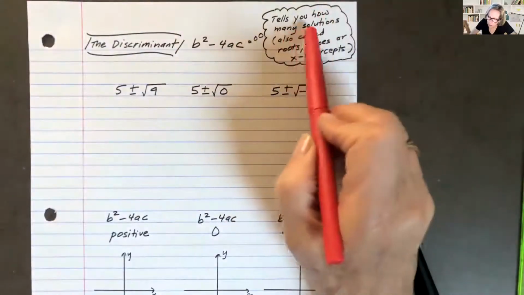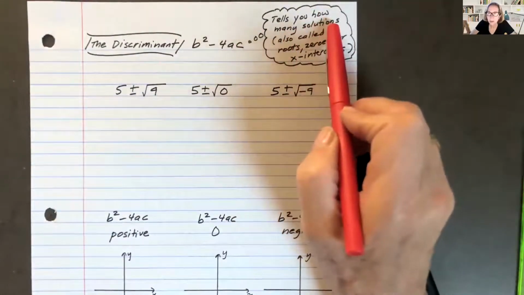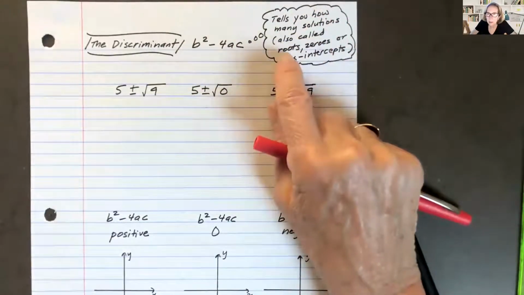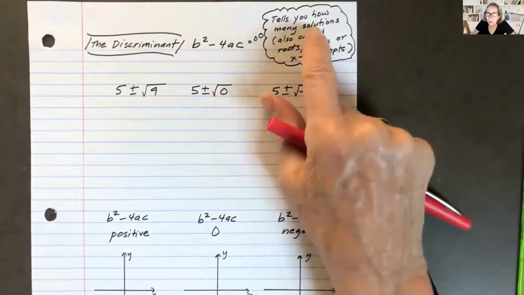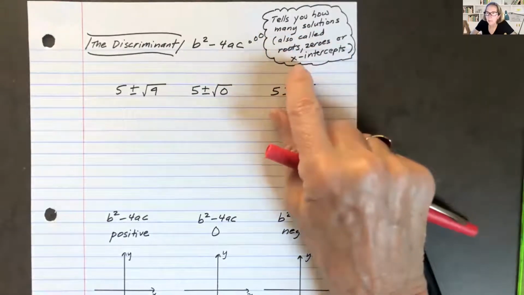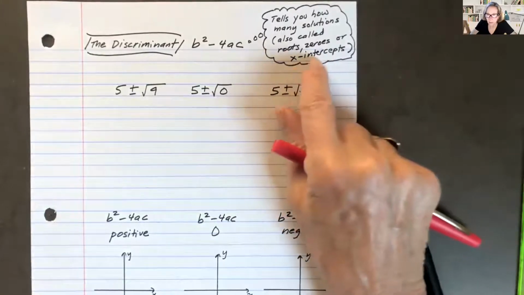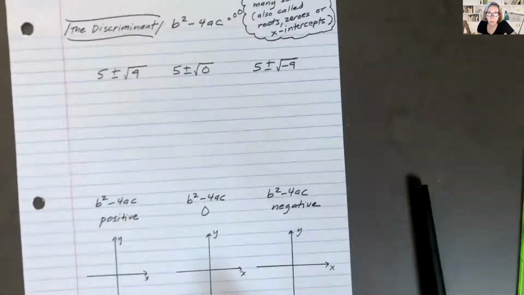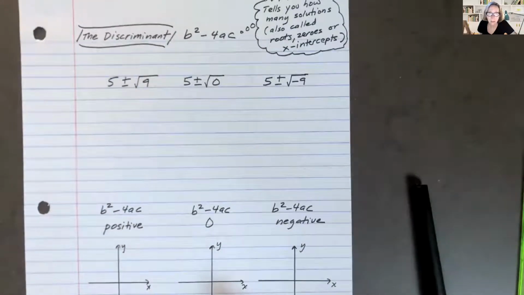So when we talk about solutions for a quadratic equation, we can also call those roots. That's synonymous. It means the same thing. Solutions, roots, we can call them zeros, or on the graph, physically, what it looks like is x-intercepts, where the graph of a quadratic equation, which is a parabola, crosses the x-axis.